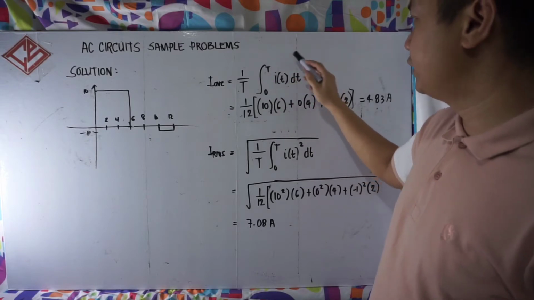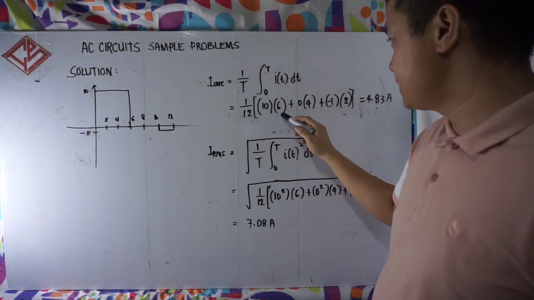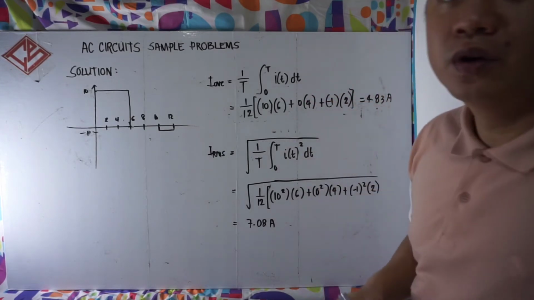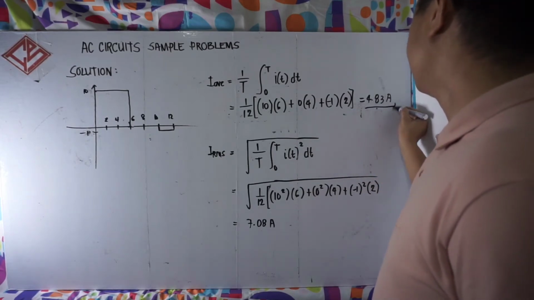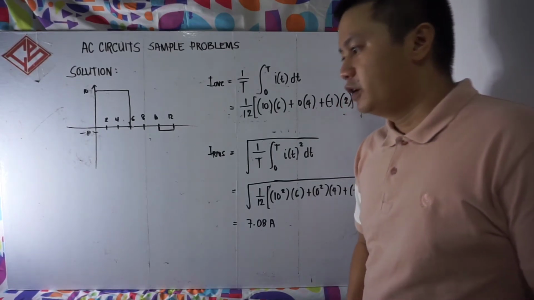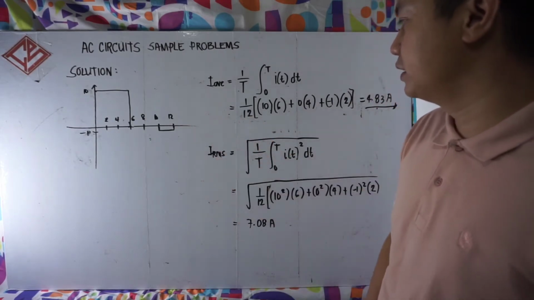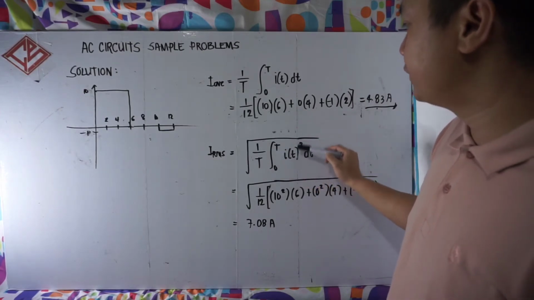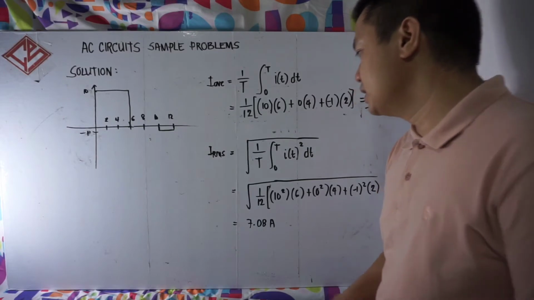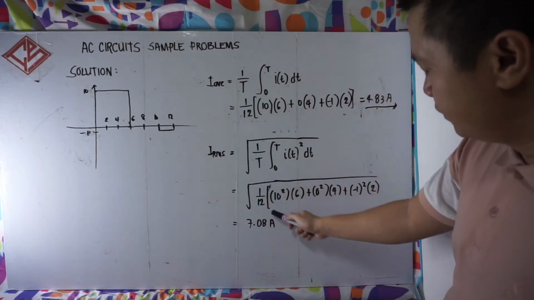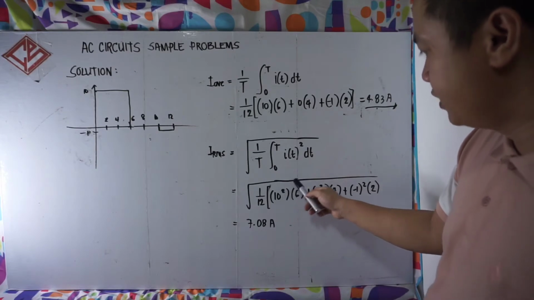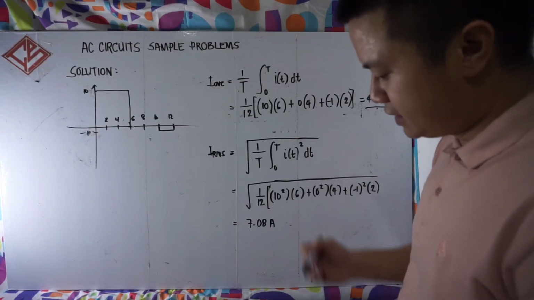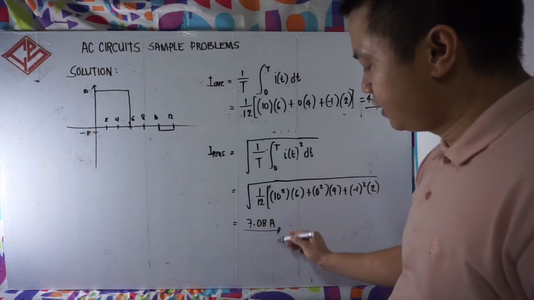Applying the formula, you will have 1 over 12 times the integral of i(t) dt, which is 10 times 6 plus 0 times 4 plus negative 1 times 2. That will be equal to 4.83 amperes. In order to find the RMS value of the current, that is the square root of 1 over T times the integral from 0 to T of i(t) squared dt. That will be the square root of 1 over 12 multiplied by 10 squared times 6 plus 0 squared times 4 plus negative 1 squared times 2. And that is 7.08 amperes.